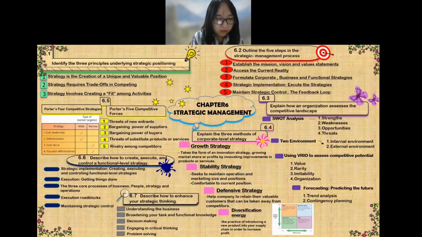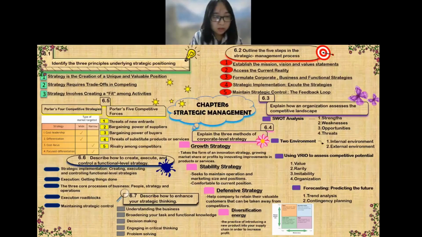The third is the 3 core processes of business: people, strategy, and operations. The first core process is the people, which is you need to consider who will benefit you in the future. And the second core process is the strategy, which is you need to consider how success will be accomplished. The third core process is the operations, which is you need to consider what path will be followed.